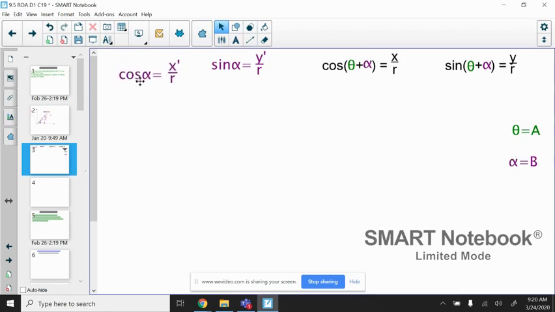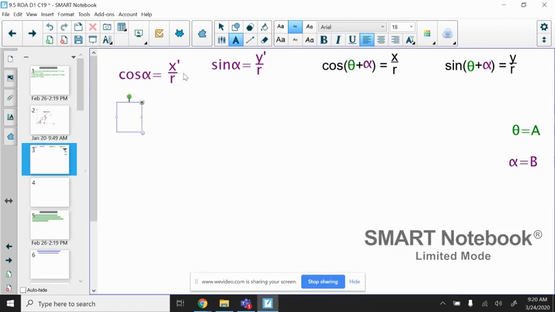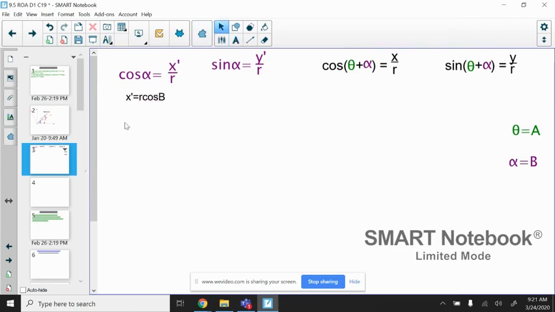If the cosine of alpha is equal to x prime over r, that means if I multiply both sides of the equation by r, I get x prime is equal to r times the cosine of, instead of writing alpha, I'm going to write the letter B just because it's easy for me to type. So algebraic manipulation, it's a wonderful thing. So what do I have? I now have been able to calculate exactly what x prime is.